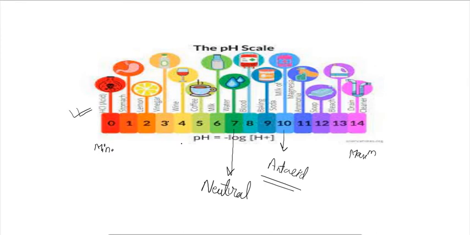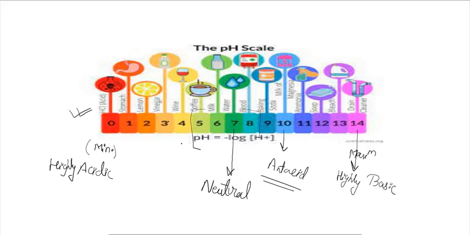The number 7 is termed as neutral in our pH scale, while 0 is the minimum, or most acidic, highly acidic. The 0 is termed as highly acidic substances, and the number 14 is termed as highly basic substances. So both highly acidic and highly basic substances are very harmful for us, while the substances near 7 are known as neutral substances, and they are not as harmful as highly acidic or highly basic substances.